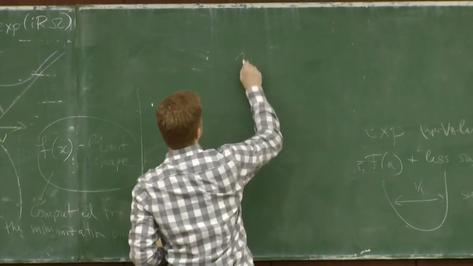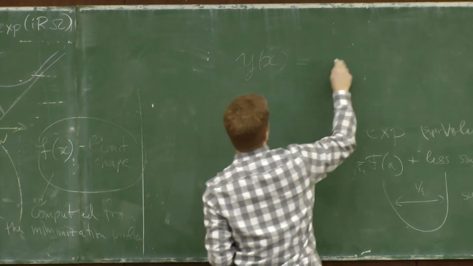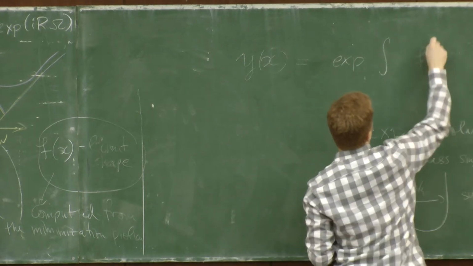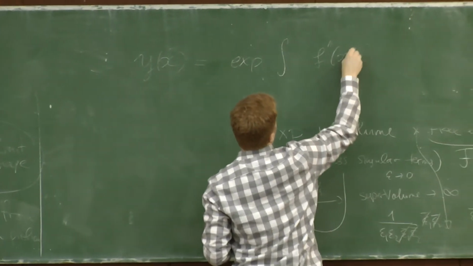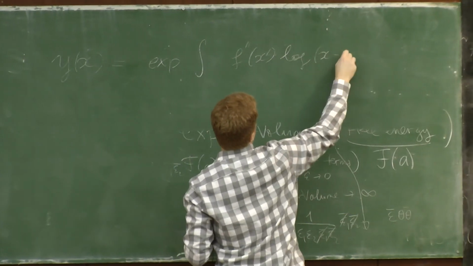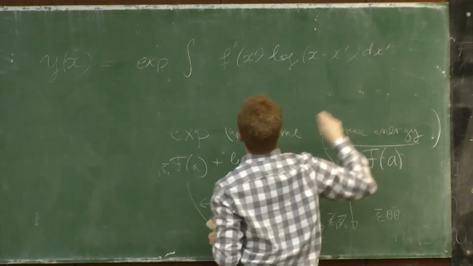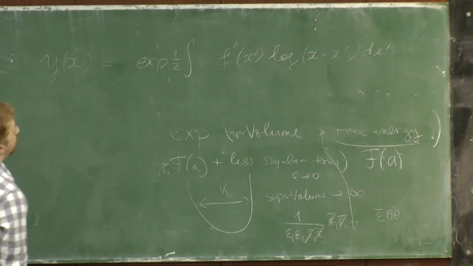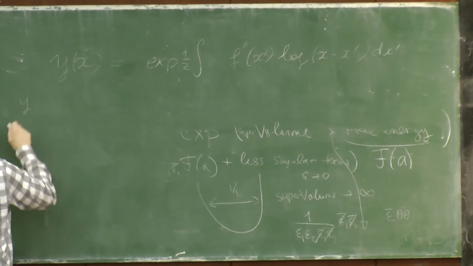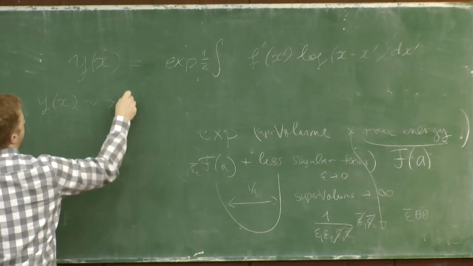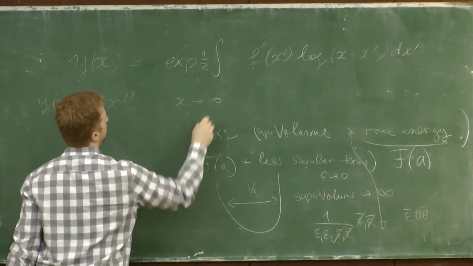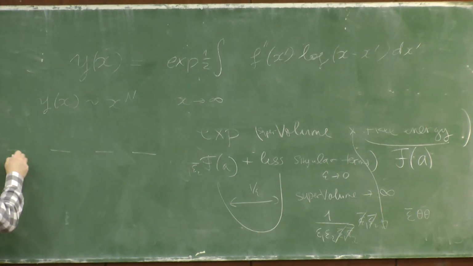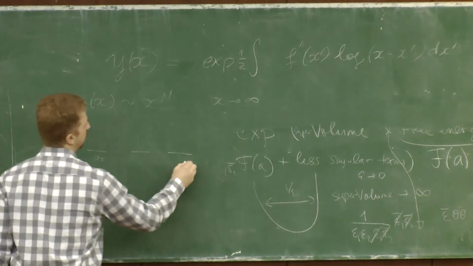So let me say just one last thing about this. Introduce a function y of x, which is the exponential of the integral of f double prime of x prime times the logarithm of x minus x prime, and 1/2. So this is a function about which you know that it behaves as x to the n when x goes to infinity. And it has cuts in the complex plane somewhere around A1, A2, AN.